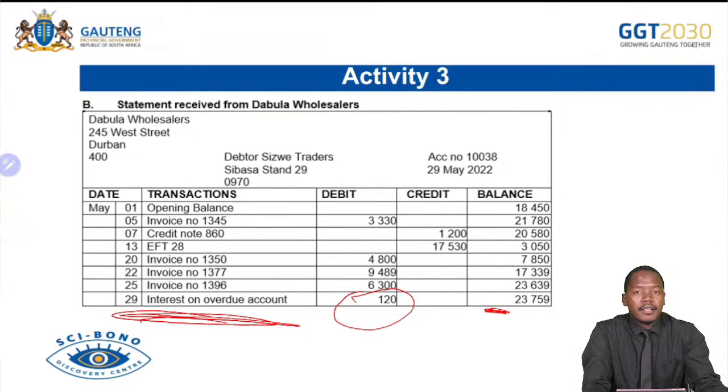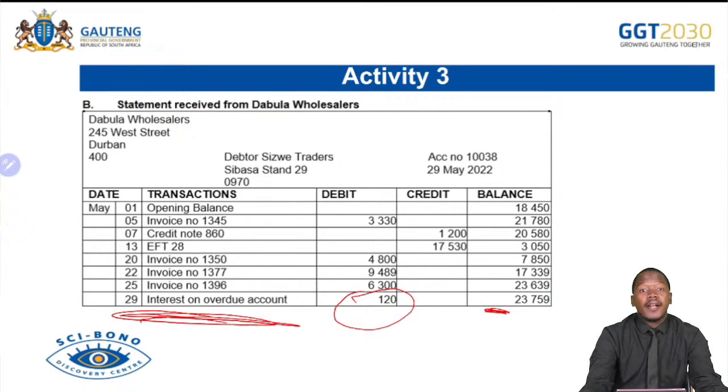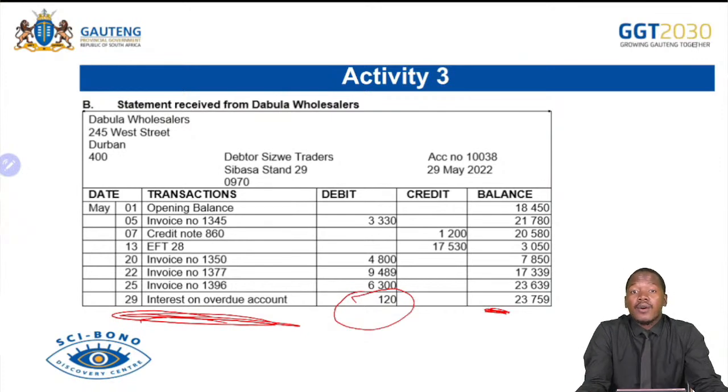Now, one question that was on your exams, on your junior exam, they asked you what must be done to ensure that creditors are paid on time. Remember, grade 12s, we are used to the question that says what must be done to ensure that debtors are paid on time. So please, grade 12s, remember that they can ask a question about debtors, they can ask a question about creditors.